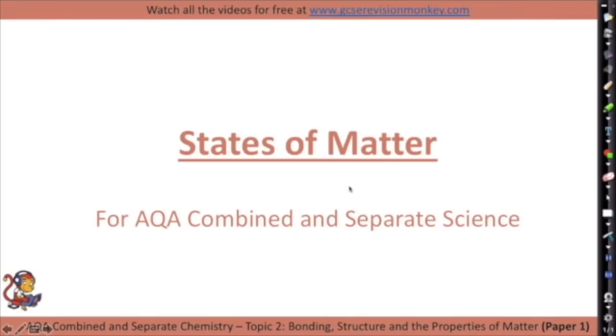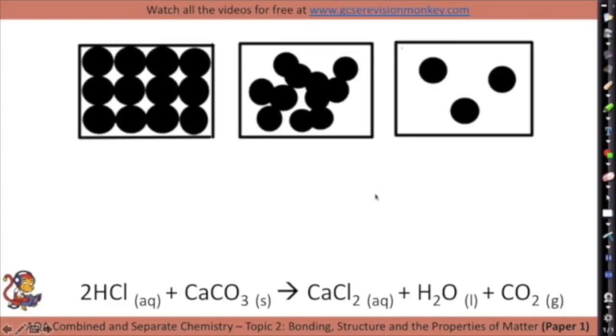States of matter quite simply means whether something is in a solid, a liquid, or a gas state. This is a topic that also comes up in physics, topic 3 as well. So if you learn this bit for chemistry, that'll also help you for physics as well, and vice versa.